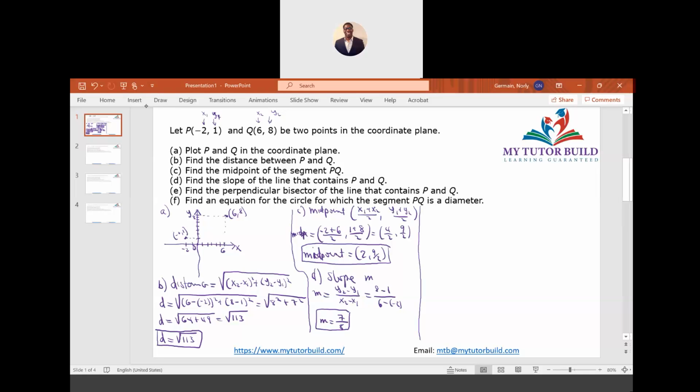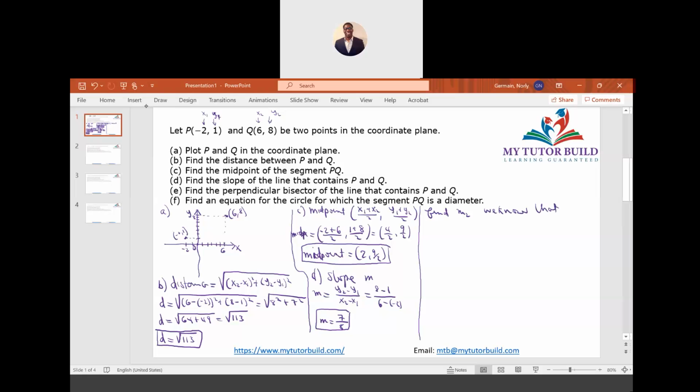I mean, the slope m2 should be equal to negative 1 over m1. Or you can say if you multiply the two slopes together, it should be negative 1. Now we need to look for the new slope because we have 2 points. So we're going to find m2.